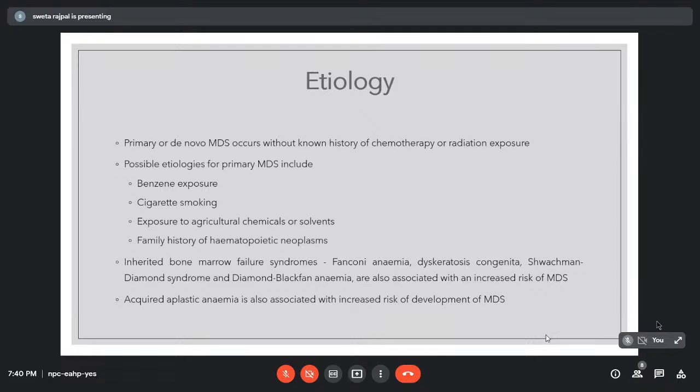Primary or de novo MDS occurs without a known history of chemotherapy or radiation exposure. Possible etiologies include previous exposure to benzene, cigarette smoking, agricultural chemicals or solvents, or a family history of hematopoietic neoplasm. We know that some germline mutations, including inherited bone marrow failure syndromes like Fanconi anemia and dyskeratosis congenita, carry an increased risk of developing MDS. Acquired aplastic anemia is also associated with increased development of MDS. We will go through that in subsequent slides.